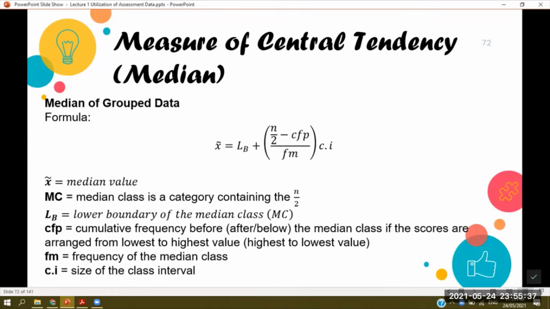as much as possible. So, ito daw, CFP, that is the cumulative frequency before the median class if the scores are arranged from lowest to highest value. And of course, our FM, that is the frequency of the median class. And then again, the CI is the class interval or the size of the class interval.